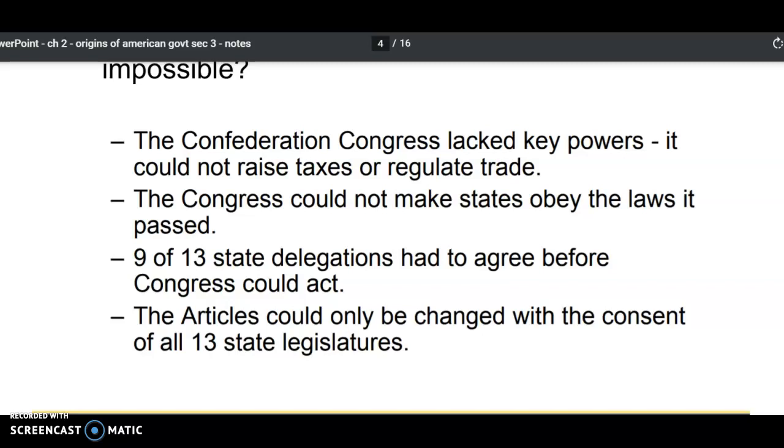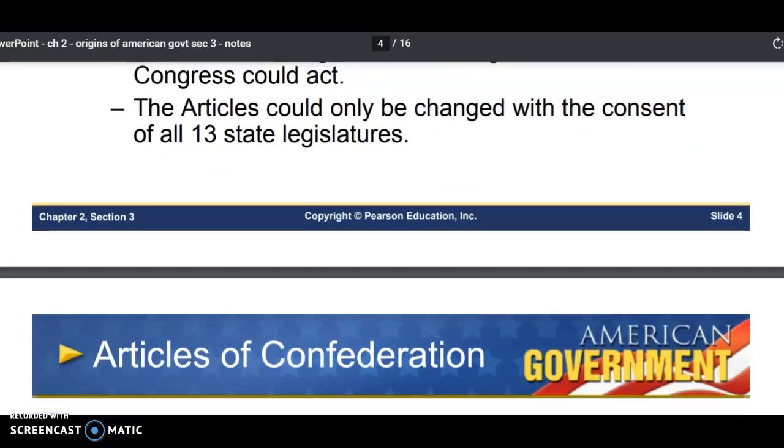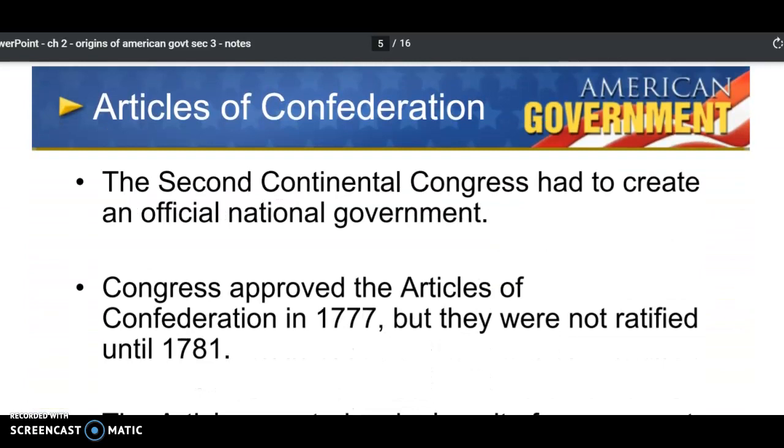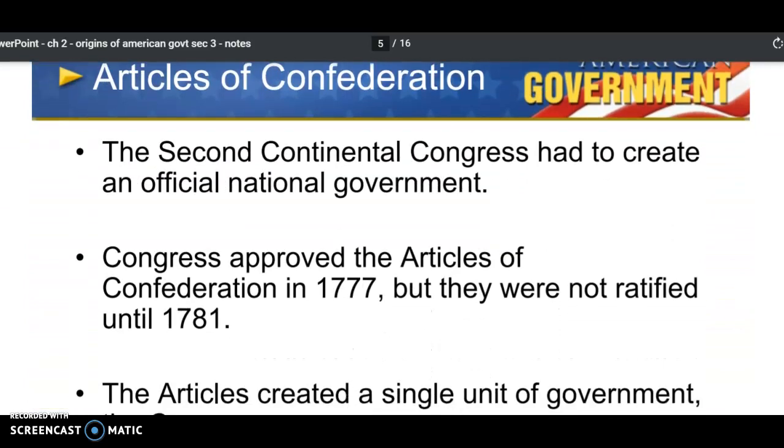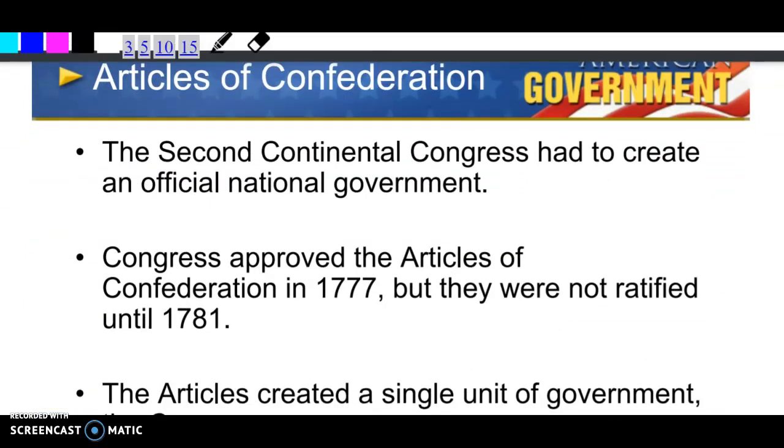And the articles could only be changed with the consent of all 13 states. So all 13 state legislators had to agree before anything could be changed. So those are some of the reasons the Articles of Confederation could not last as the lasting constitution or document for the United States. So your first heading is Articles of Confederation.